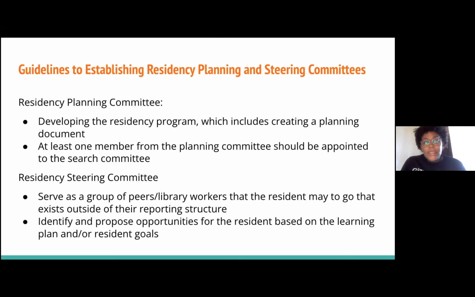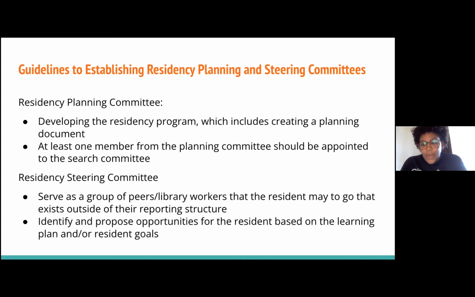The purpose of a residency planning committee is to develop the residency program, including a planning document, an overview, understanding, and utilization of the Diversity Residency Toolkit, working with the search committee to draft a position description and serve as a resource for the search committee. If the residency is rotational, the planning committee should define the purpose and scope of rotation. And if the residency is not rotational, the planning committee should define the purpose and scope for areas of growth.